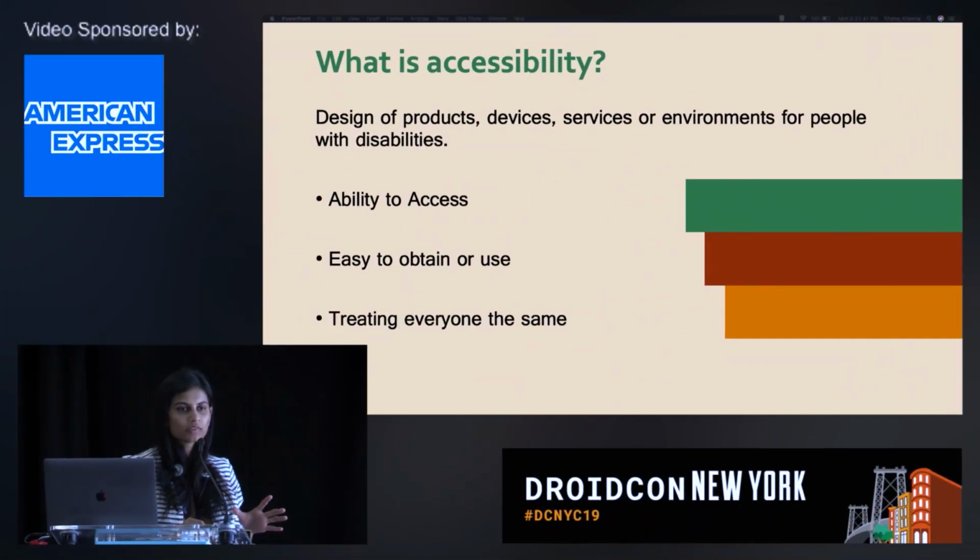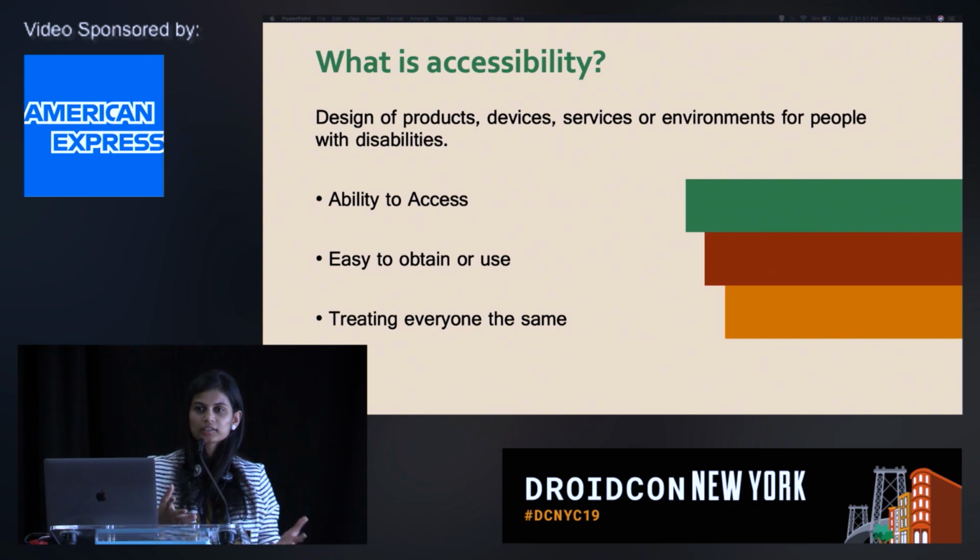So what is accessibility? When you Google accessibility in Wikipedia, they say that it is a design of products, devices, services, or environments for people with disabilities. It's also an ability to access something, something that is easy without any obstacles. It's something that is easy to obtain and use. And I would like to think that it is treating everybody the same, giving them equal opportunities, no matter what their circumstances are or what their abilities are.